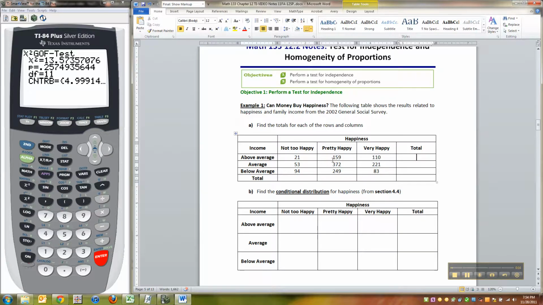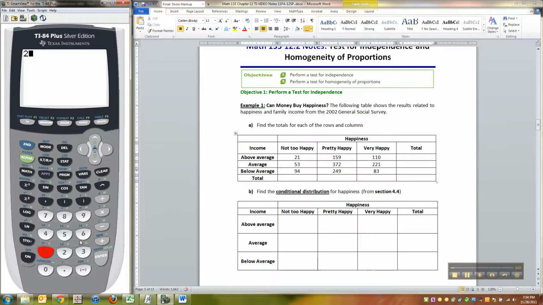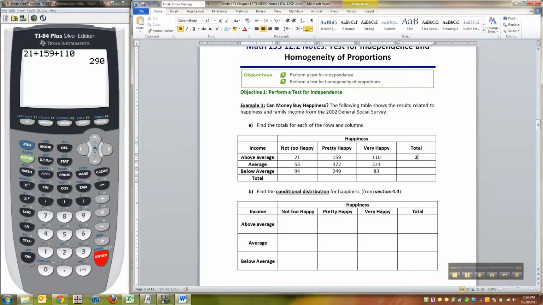Okay, so first thing I'm going to do is find the totals for all of these rows and columns. So for example, I have 21 plus 159 plus 110, enter. And I can find that this right here is 290. All right, I'm going to pause. I'll be right back and fill out all the rest of that table.